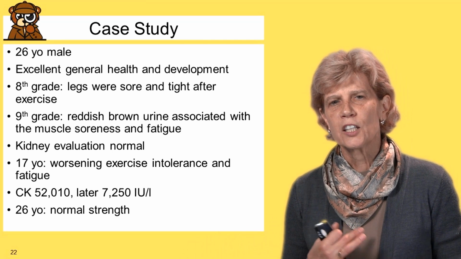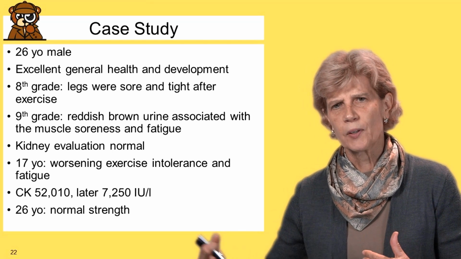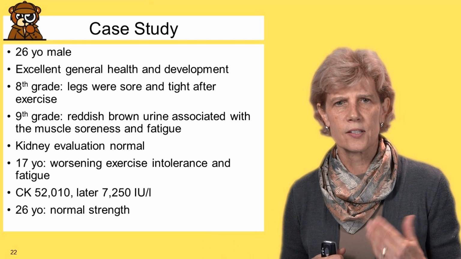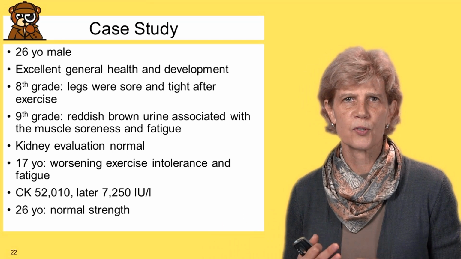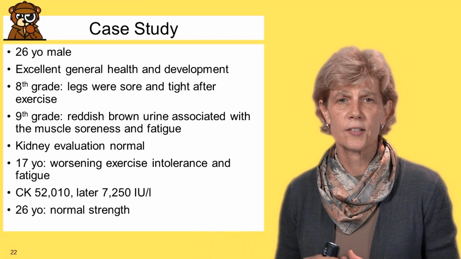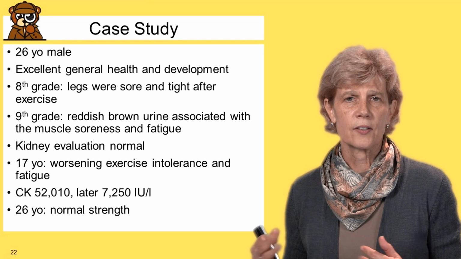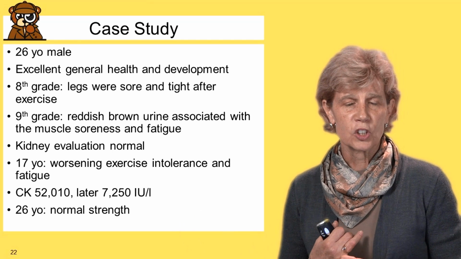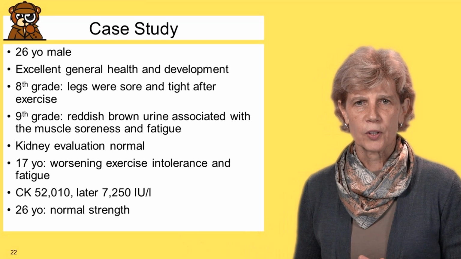At 17, he had worsening difficulty with keeping up with peers, more fatigue, and finally at some point CK was done. The initial CK was 52,000. I suspect that that was in the setting of exercise, and it later came down to around 7,000, which is where it has stayed. When we examine him at age 26, he has entirely normal strength.